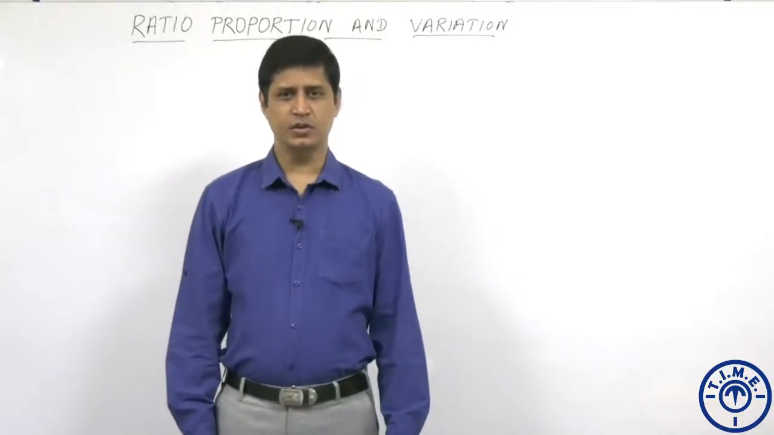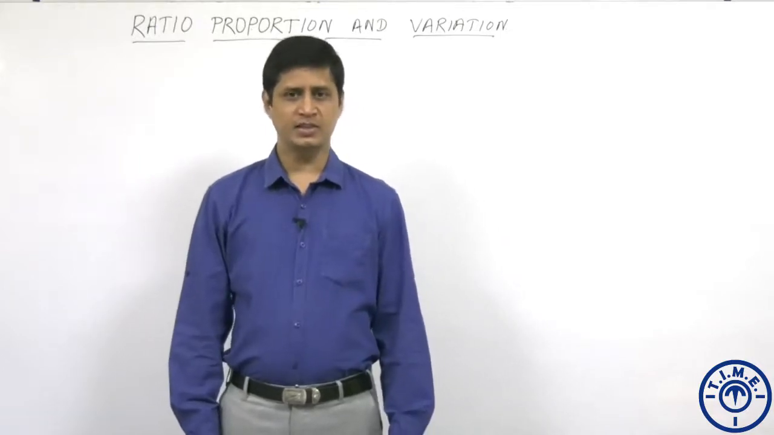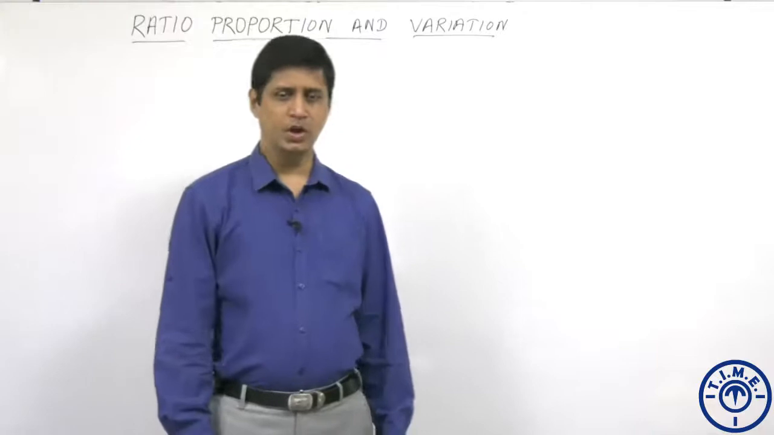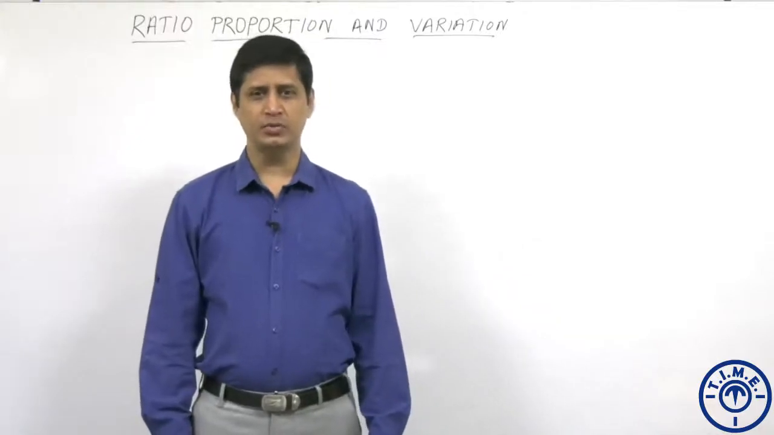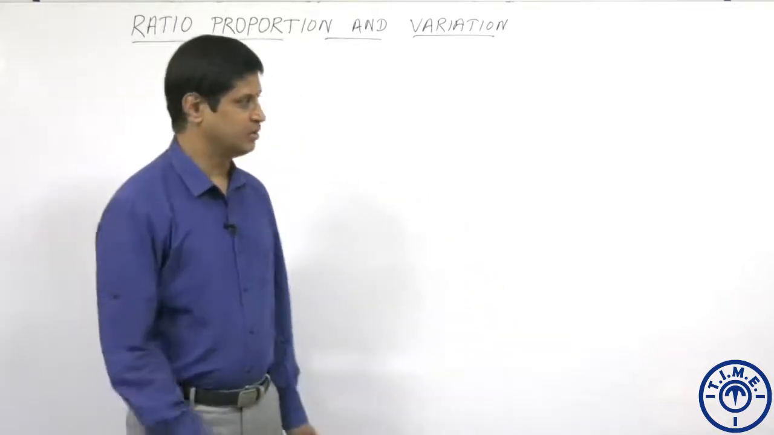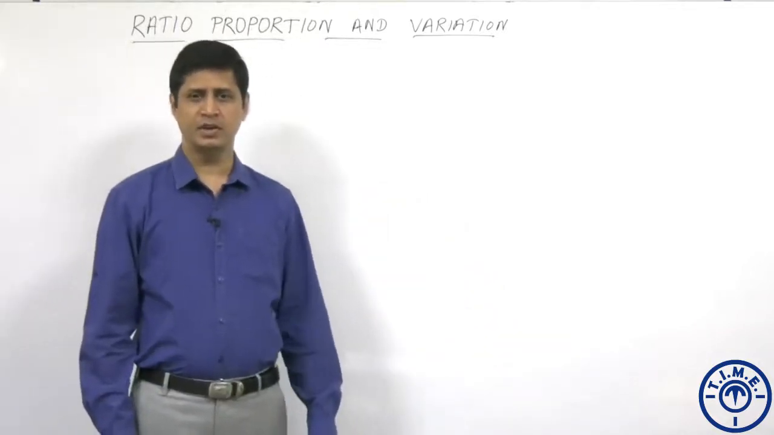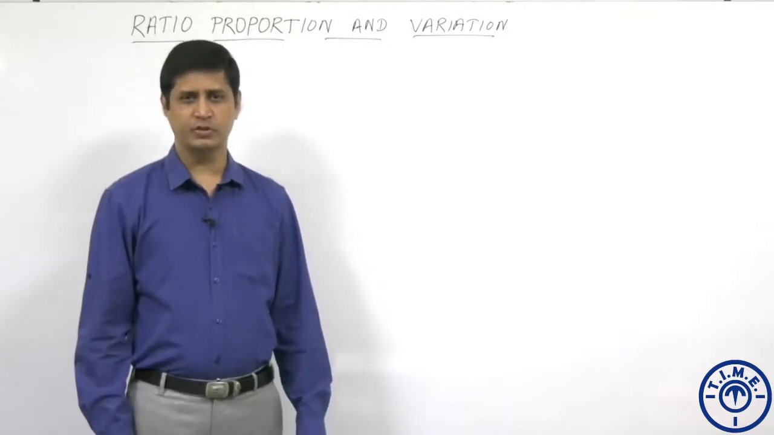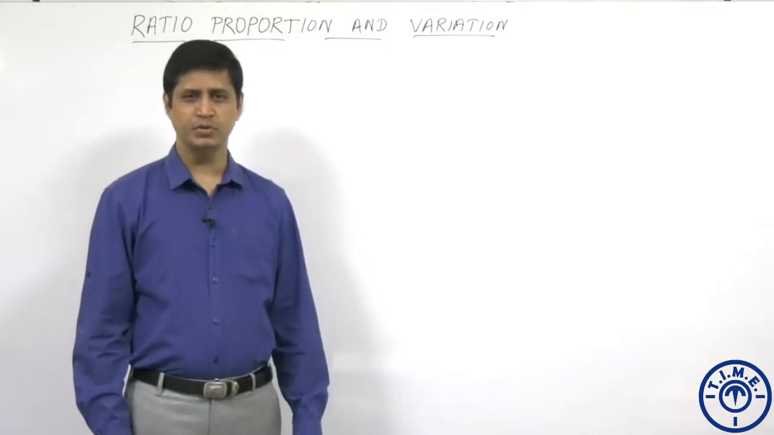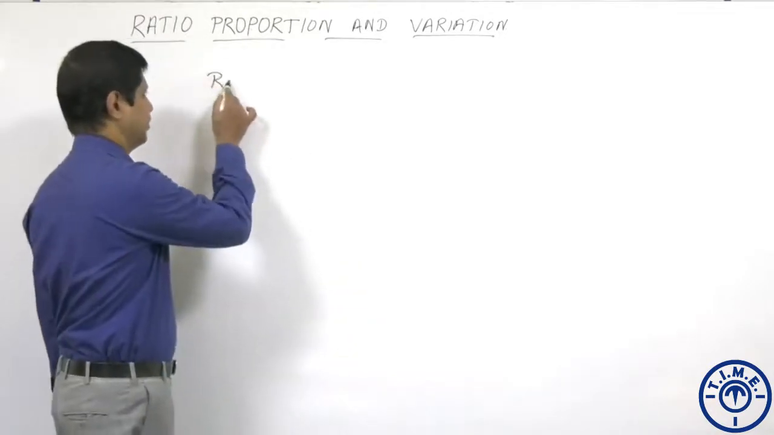In this session, we will learn ratio, proportion and variation. Let's start with the ratio. Ratio is a comparison of similar or identical variables. Comparison of similar identical variables means comparison of heights, weights or incomes, expenditures, imports, exports, etc. Now, let's start with the examples here.